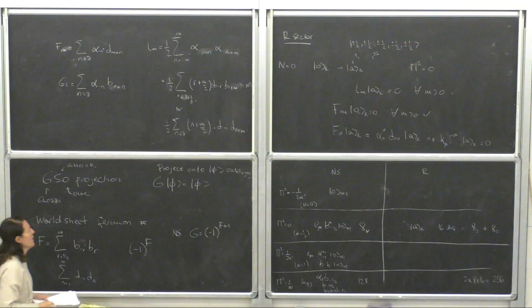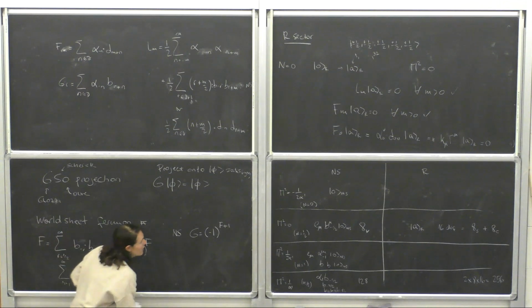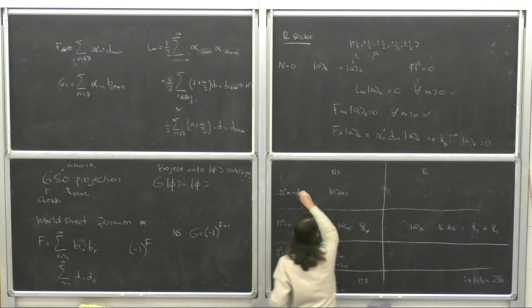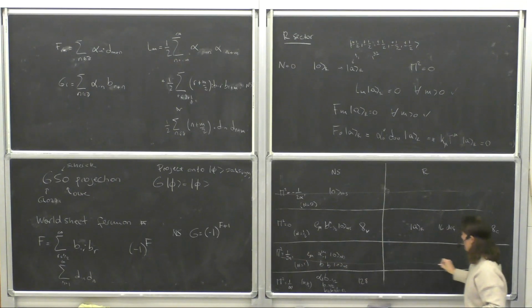So that's the GSO projector in the NS sector. And that kills this state, all intermediate states.